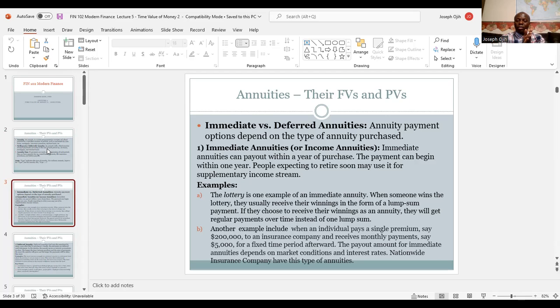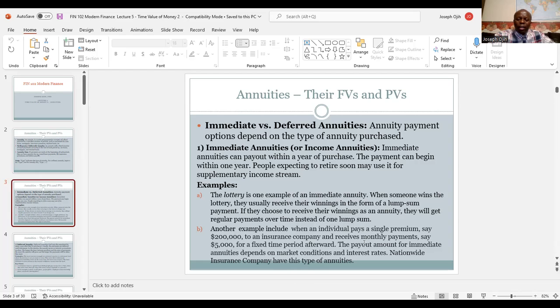So for an immediate or income annuity, you can begin receiving payments within a year. People who expect to retire very soon may use it as a way of getting a supplementary income. An example, again, is the lottery. When people win the lottery, they usually receive their winnings in the form of a lump sum payment. However, some people might choose to receive their winnings as an annuity. That means they will pay you, let's say, 100,000 every year until the money finishes. So in that case, they get regular payments over time instead of a lump sum.